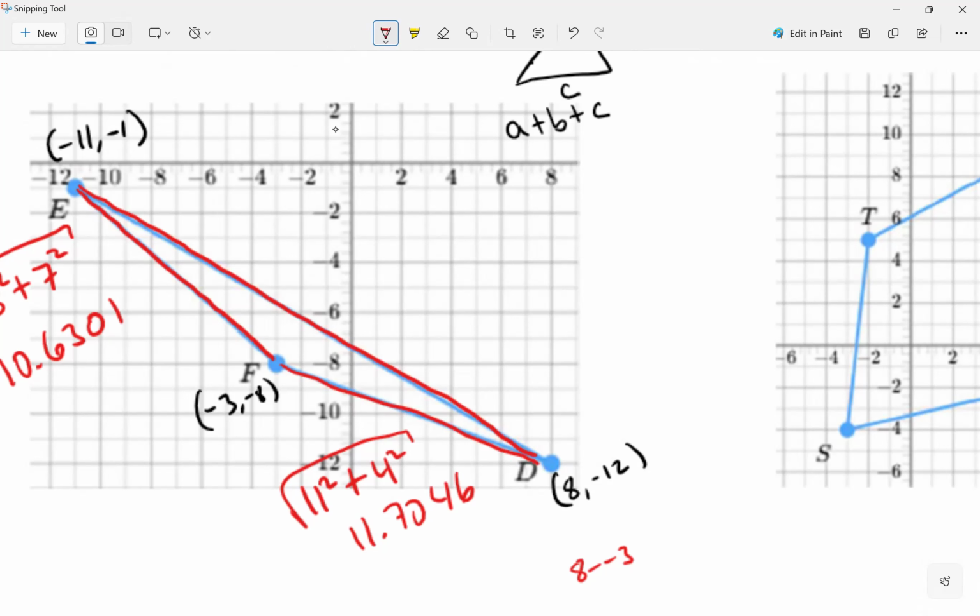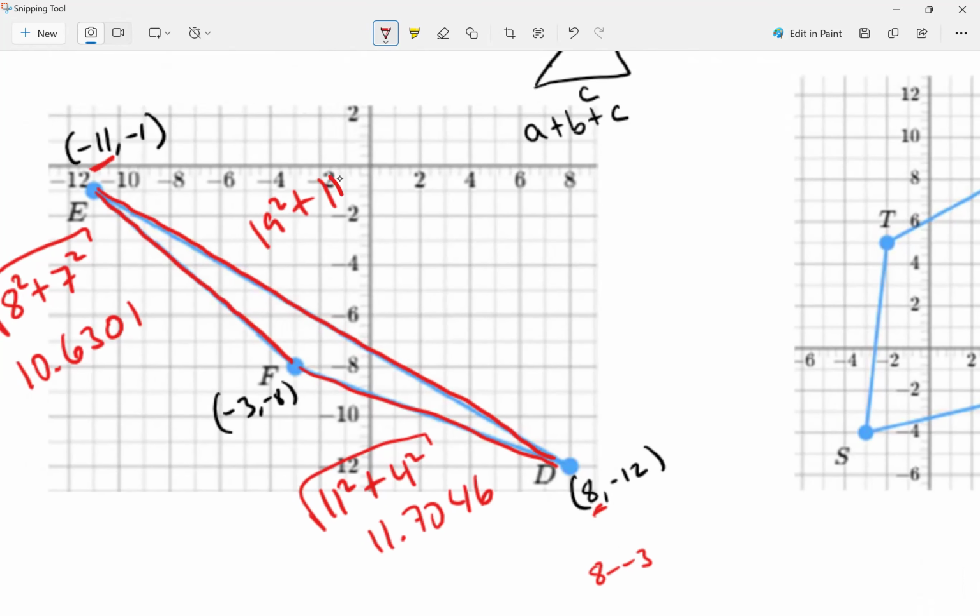Good. My last distance, the one between E and D. Okay, so looking at the x's, -11 and 8. What's 8 minus a -11? That's 19, right? So I'm gonna write 19 squared plus. Look at the y's, -12 and -1. What's the distance between them? Subtract them. What's -1 minus a -12? I get 11. Now the square root of 19 squared plus 11 squared gives me 21.9544.